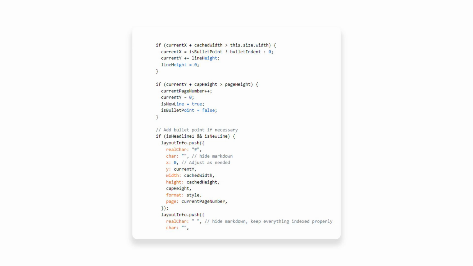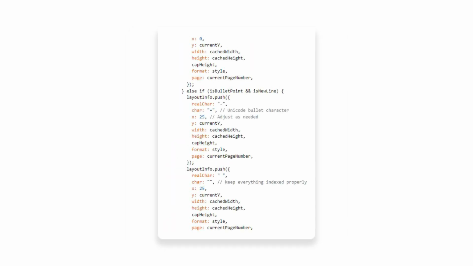To maintain indexing, this code snippet adds layout information for text rendering based on whether the current line is a headline or a bullet point. 1. Headline layout entry. If the current text is a headline, it creates an entry in layout info with properties including the Y position, cache dimensions, cap height, formatting style, and the current page number.